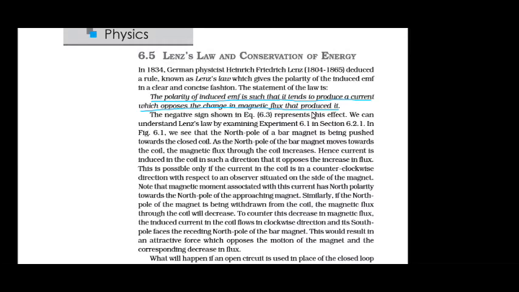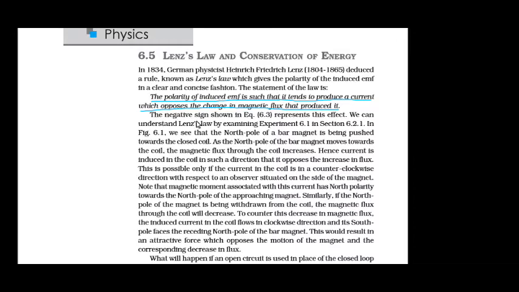So you can remember this rule by a simple phrase: child opposes father. How can we relate this phrase to this rule? Let us go through this law again. The polarity of induced EMF is such that it tends to produce a current, and this current opposes the change in magnetic flux. Actually, the current is produced due to the change in magnetic flux, but the current itself opposes the change in magnetic flux.